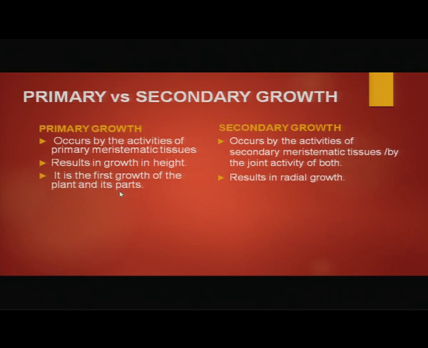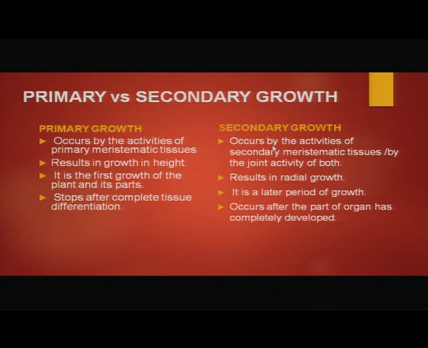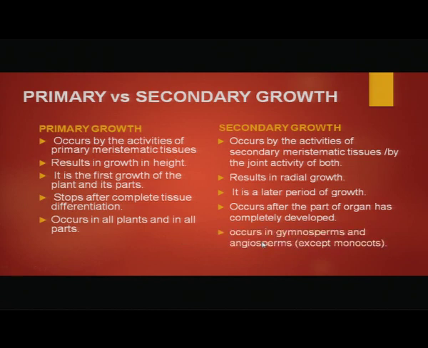Primary growth is the first growth of the plant and its parts, while secondary growth is a later period of growth. The primary growth stops after complete tissue differentiation has taken place. On the other hand, secondary growth occurs only after the part of the organ has completely developed. Primary growth occurs in all plants and in all parts, but secondary growth is not seen in monocots.